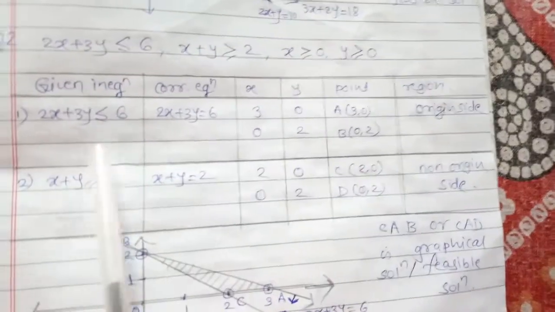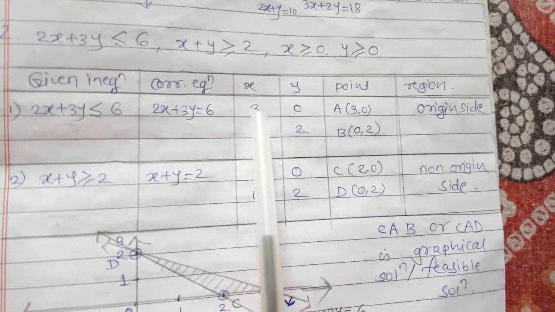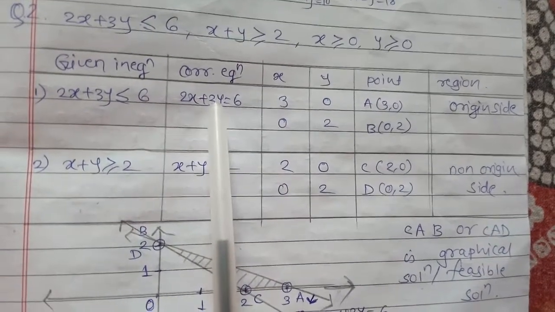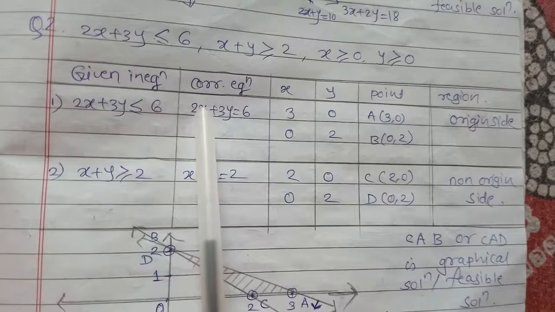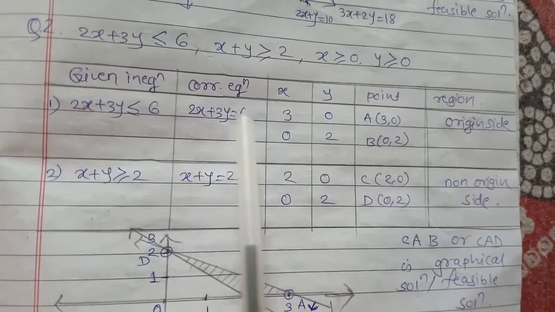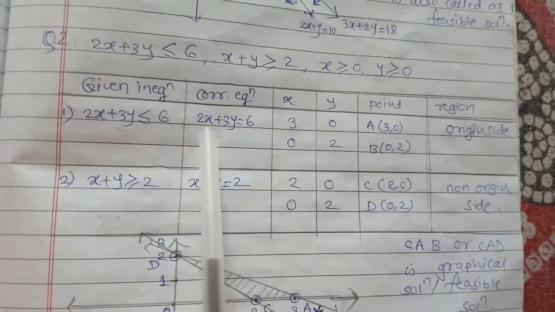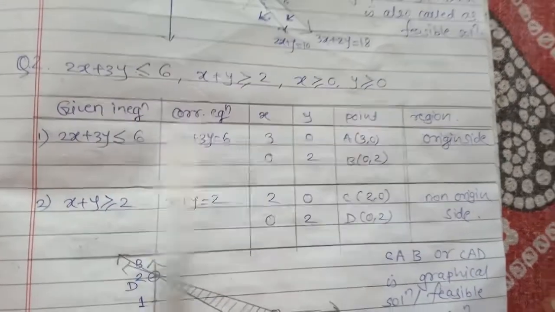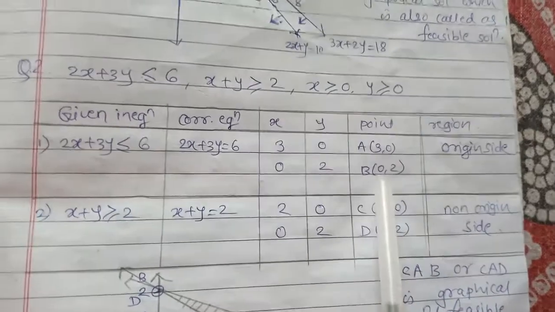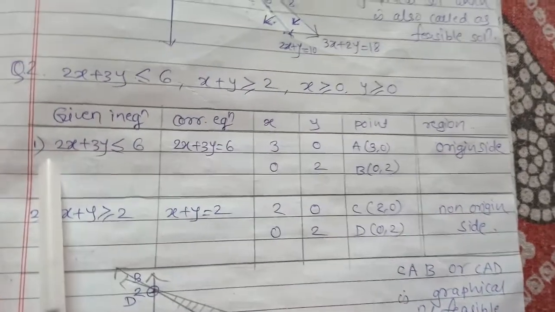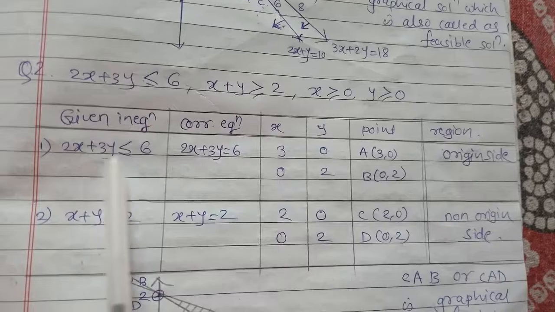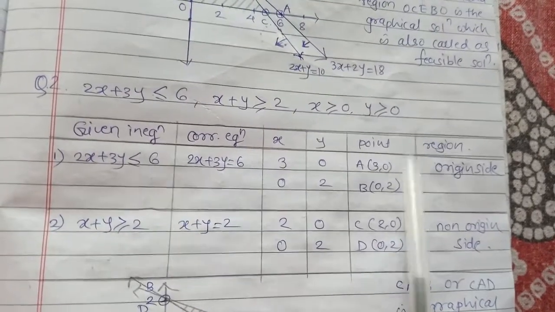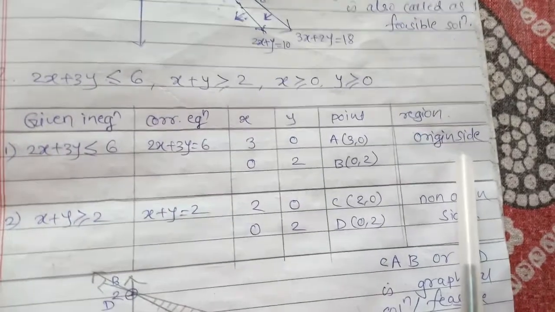So put y equal to 0, and we will get the value of x. If we put y equal to 0, this part becomes 0, 2x equals 6, so we get x equal to 3. And similarly put x equal to 0, so we get y equal to 2. So I get the 2 points for this line, that is A (3, 0) and B (0, 2). Again you have to put the coordinates of the origin here, and we get 0 is less than or equal to 6, which is true. So we have to draw the arrows on the origin side for this line.